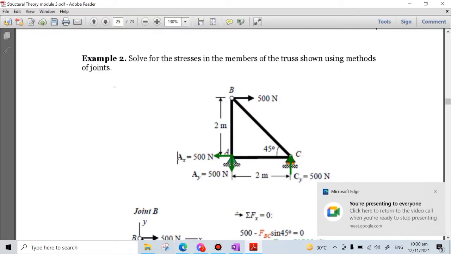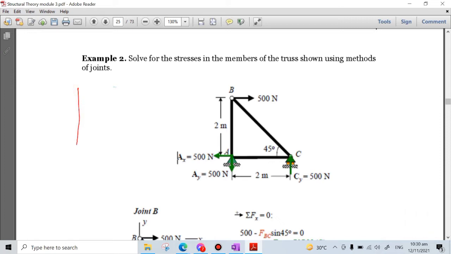Okay. So, we have here, actually, ang given lang talaga dito ay ito. Ito lang talaga yung given dyan. No? Yan lang. So, we have here the hinge. And we have here the roller. And we have here the load of 500 Newton. This is joint B, this is A, and this is C. The angle here is 45 degrees, and this is 2 meters, and this is 2 meters.